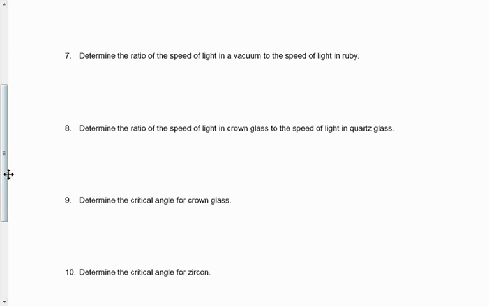And number 8 says, oh, this is a good question, actually. I remember this one. Good question. Determine the ratio of the speed of light in crown glass to the speed of light in quartz glass. You guys have the table in front of you right now for the index of refraction of these different types of glass. Can somebody tell me what the index of refraction from crown glass is? 1.52. And for quartz glass? 1.47.